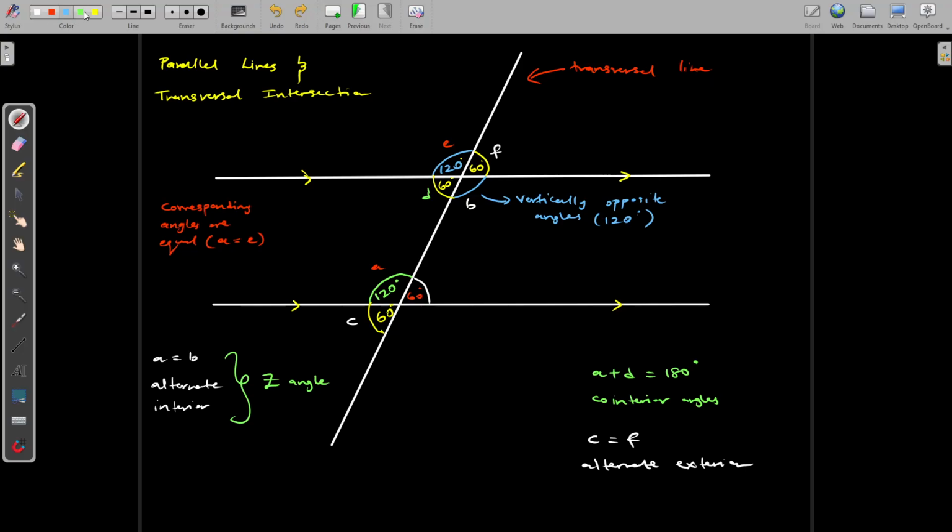So the last angle here would be what? 120. And we have so many different properties we could use for this one. We could use vertically opposite, angles on a straight line, alternate exterior, corresponding. So there are so many different properties we can use. Once we have a set of parallel lines and its transversal, there are multiple different properties that can come out from that one question.